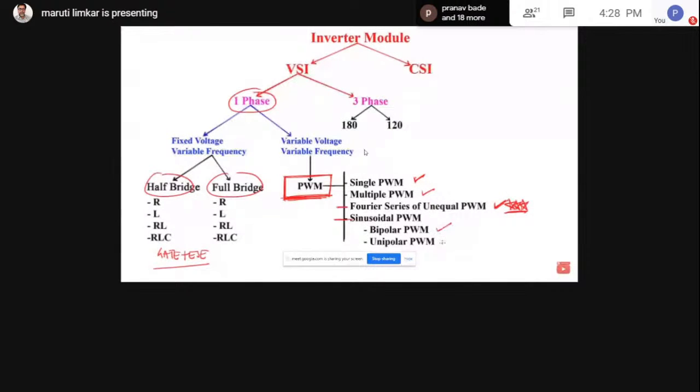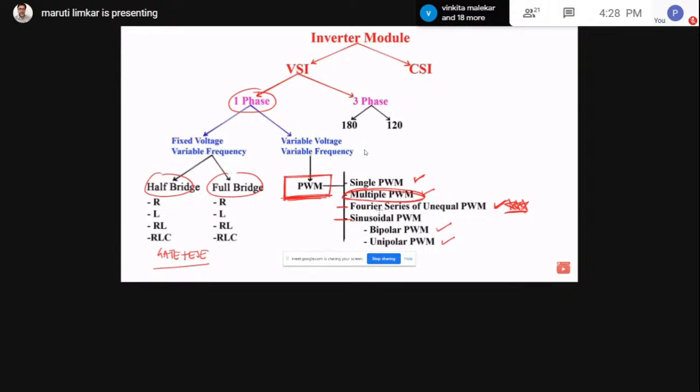In the coming lecture we will see the multiple PWM first, and now the student will say, sir, before starting multiple PWM, please teach single PWM. If we do not understand single PWM, how can we understand multiple PWM? So don't worry about those things. I will start the multiple PWM in the next lecture, and based on that I will derive the Fourier series expression of single PWM, and I am sure you will not get these concepts in any book.